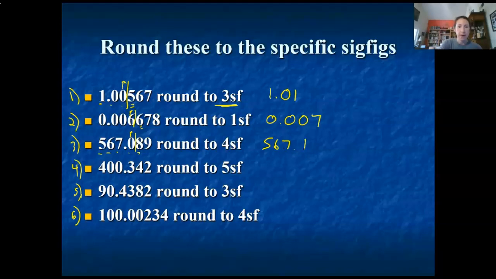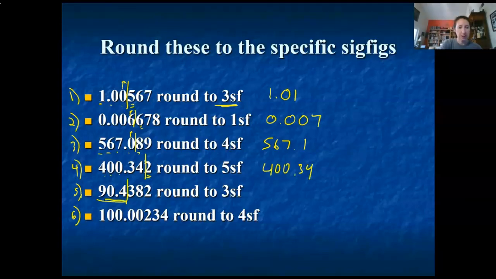567.1. 5 sig figs. 1, 2, 3, 4, 5. I'm going to keep 5 digits. This 2 says leave it alone. So that means I'm not going to round. So it'll just be 400.34.